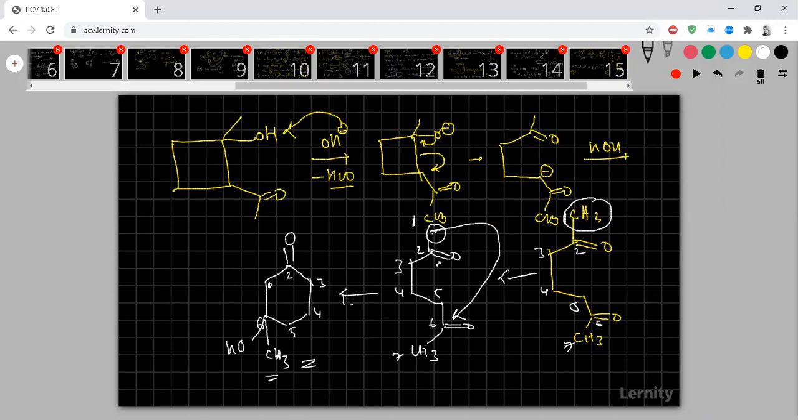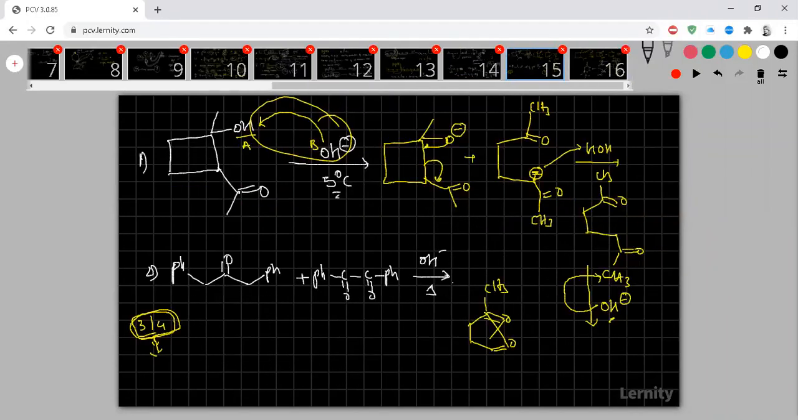Anybody got this answer? Nobody is responding. I think nobody can get this answer.